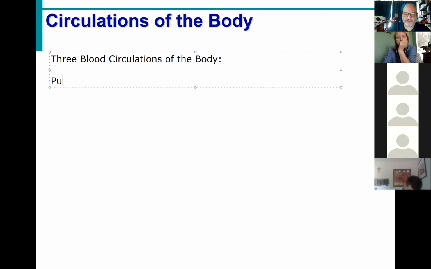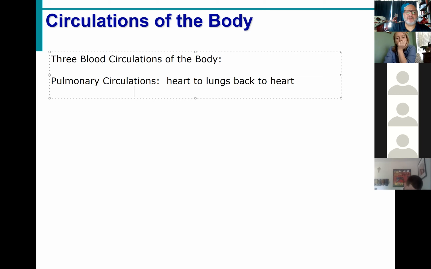Pulmonary. Let's start with that one first. Pulmonary circulation is one of our 3 circulations. Excellent. What is the pulmonary circulation? From what to what? From the heart to where? To the lungs. There we go. Excellent. To the lungs. And then, of course, back to the heart. Excellent. And, of course, what is the function of the pulmonary circulation?